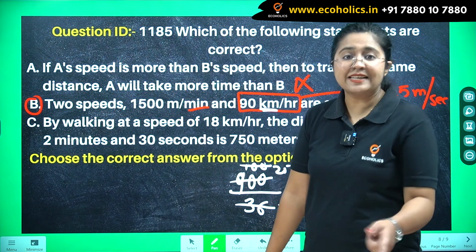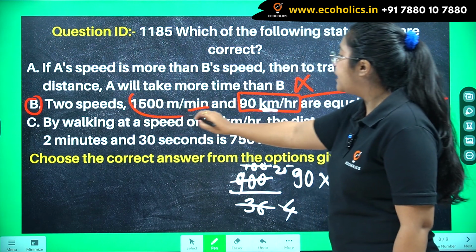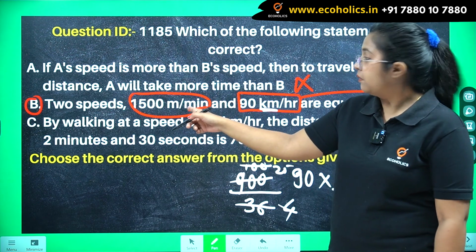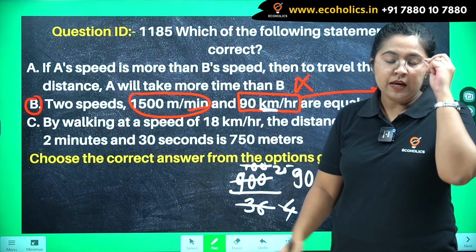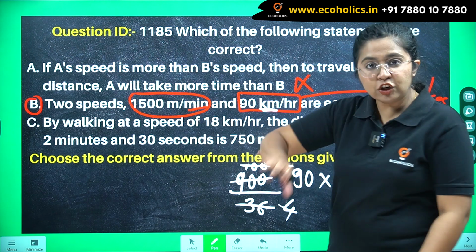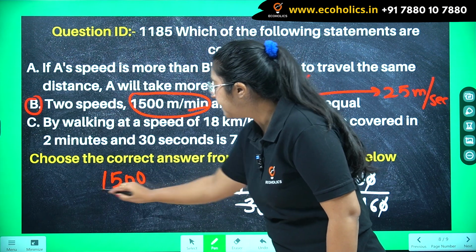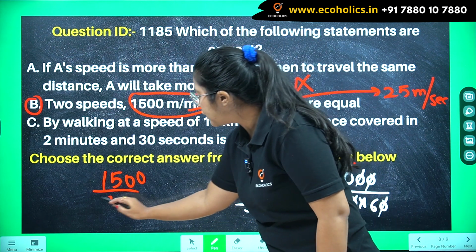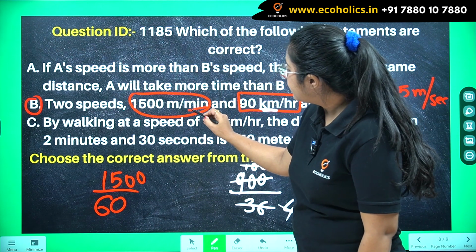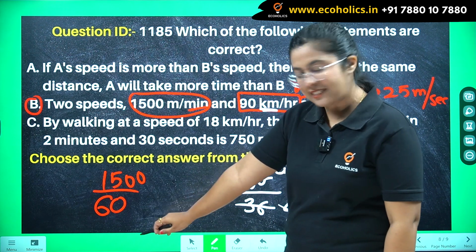Now what do you have to test? You have to test whether it is equal to 1500 meters per minute. So we also need to convert the minute portion. Each minute has how many seconds? 60 seconds, and it is in the denominator. So we will convert 1500 meter per minute into meter per second by just dividing it by 60. Why are we dividing it by 60? Because to convert minutes into seconds, each minute has 60 seconds. So we will divide it by 60.